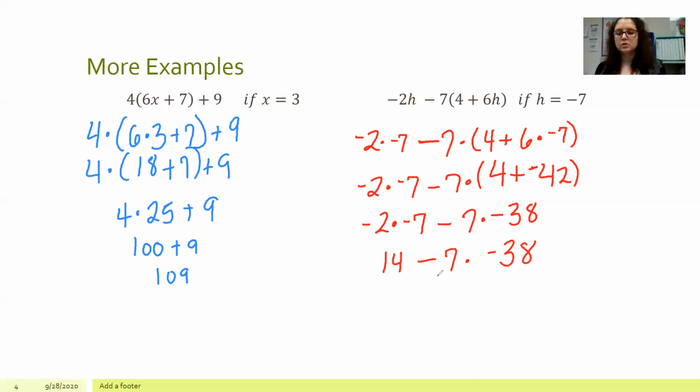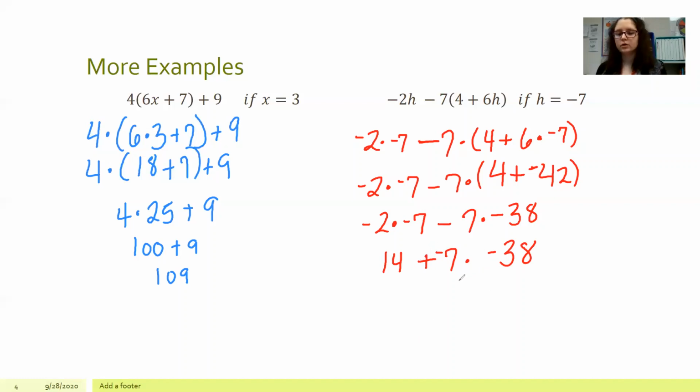Okay, so there's two ways I can think about this. I can think about this as 14 minus whatever 7 times negative 38 is. Or I can think about my rules for subtraction and I can switch this to plus a negative 7.